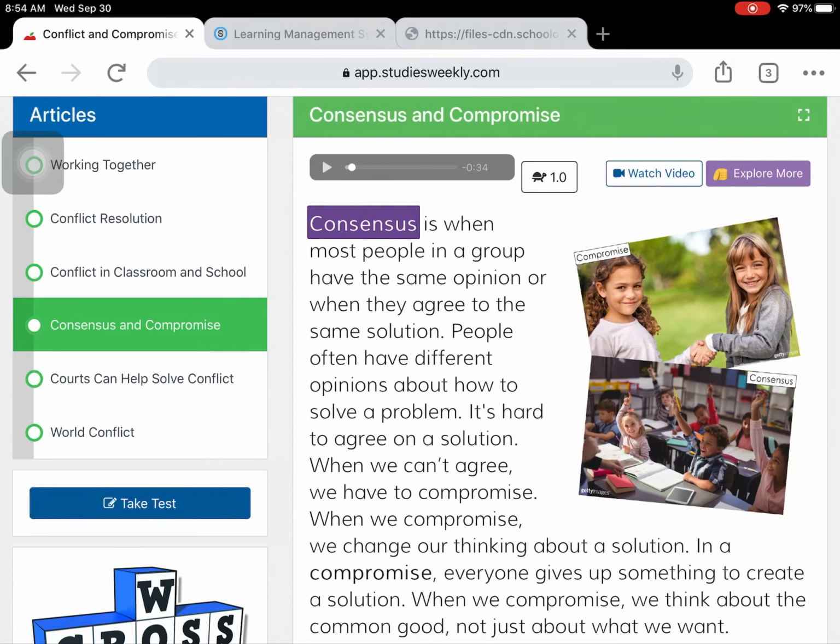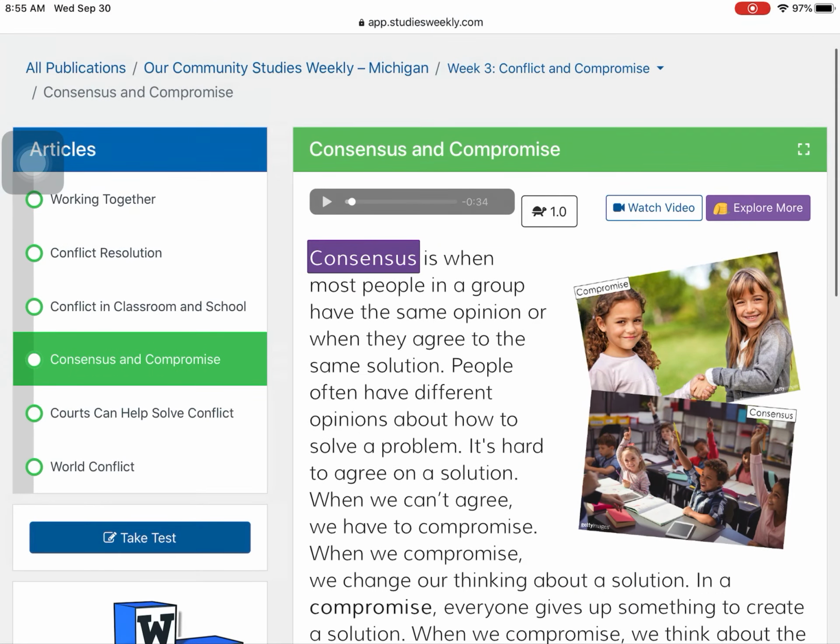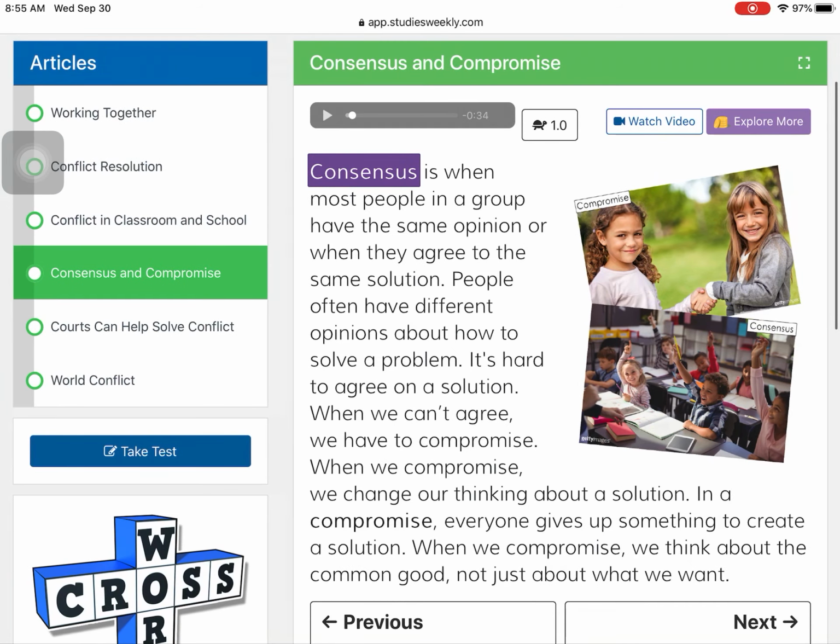Third graders, welcome back. We are going to be continuing on our readings for conflict and compromise. We are on week 3 of Studies Weekly. If there's ever a time that you want to go back and reread these, you are welcome to log into your Studies Weekly account and you can go and read any of the articles that we have already covered for this week or past weeks.